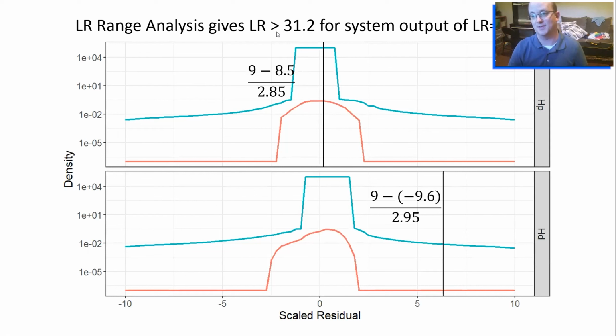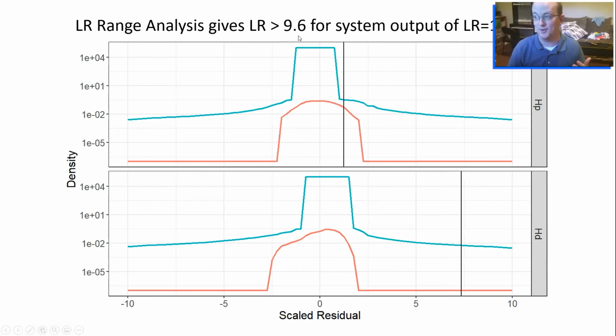If instead of a system output of 1 million, we consider one of 1 billion, it's still in the same range where the numerator density can shoot off to infinity and is capped below. That ends up leading to a lower bound of 31. And then if we go up again to a value of a trillion, now, interestingly, the lower bound for the LR has dropped.